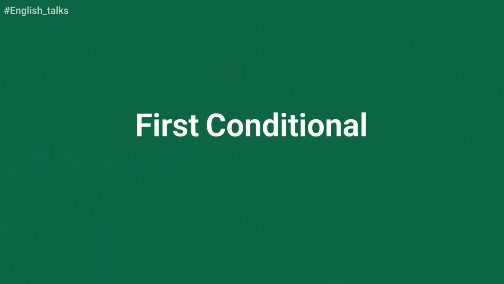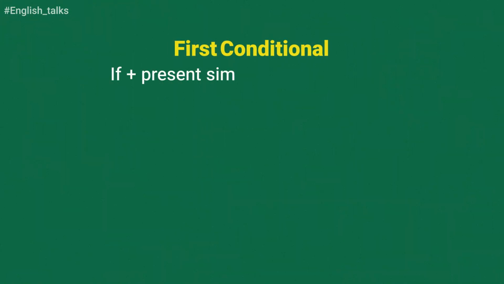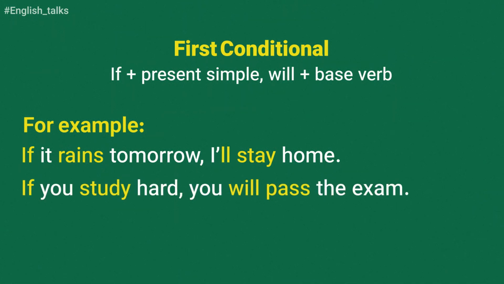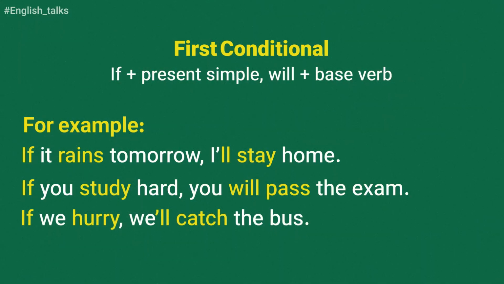First conditional. It is used for real future. The structure is very simple. It's if plus present simple, will plus base verb. It is used to talk about real possibilities in the future. For instance, if it rains tomorrow, I will stay home. Or if you study hard, you will pass the exam. Or if we hurry, we'll catch the bus.